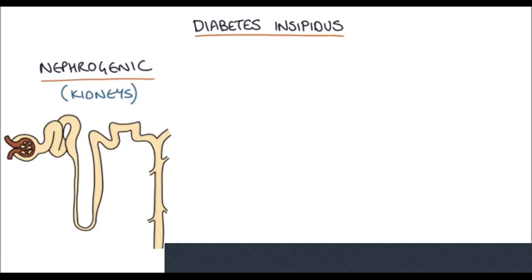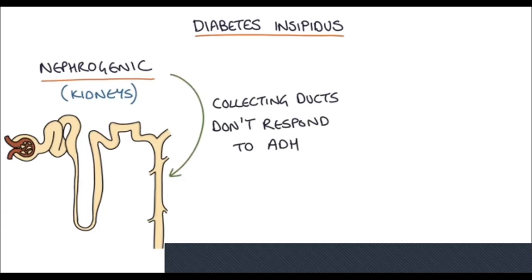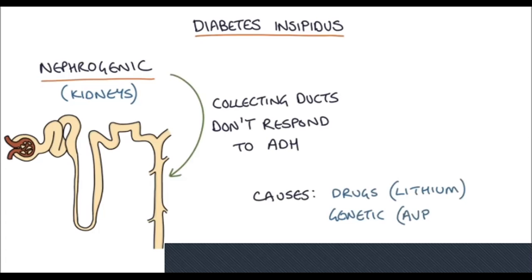Firstly, let's talk about nephrogenic diabetes insipidus, and this is where the collecting ducts of the kidneys don't respond to the ADH that's in the bloodstream. And this can be caused by a number of different factors. One of the key causes is drugs, particularly a medication called lithium that's used in bipolar affective disorder. There's also a genetic abnormality that leads to nephrogenic diabetes insipidus, and this is mutations in the AVPR2 gene on the X chromosome.